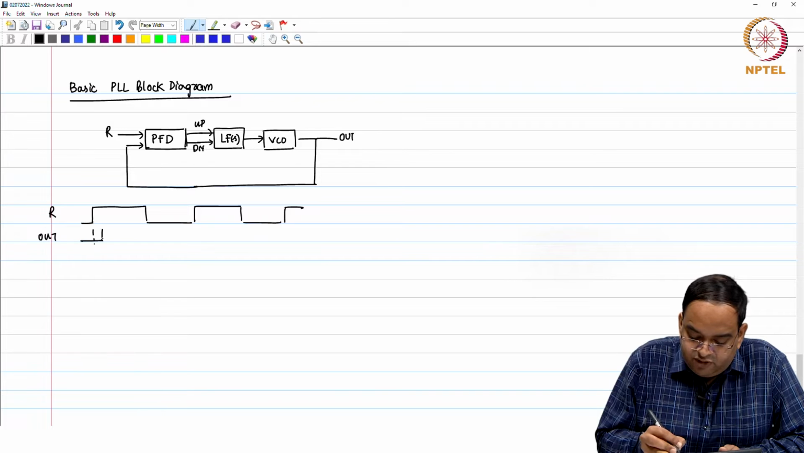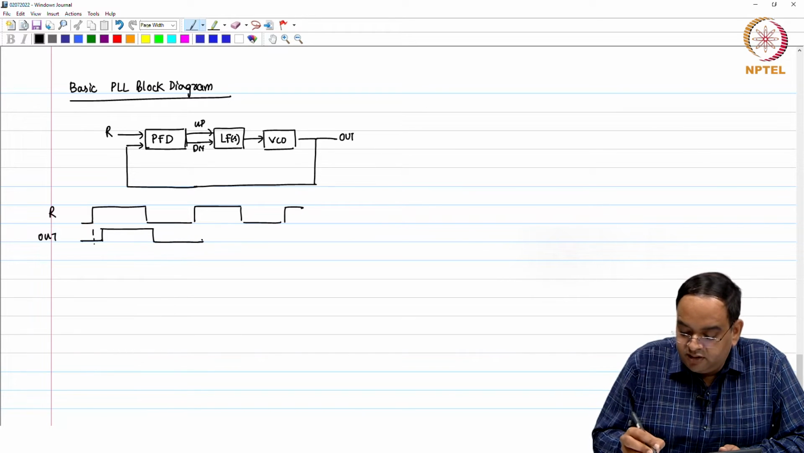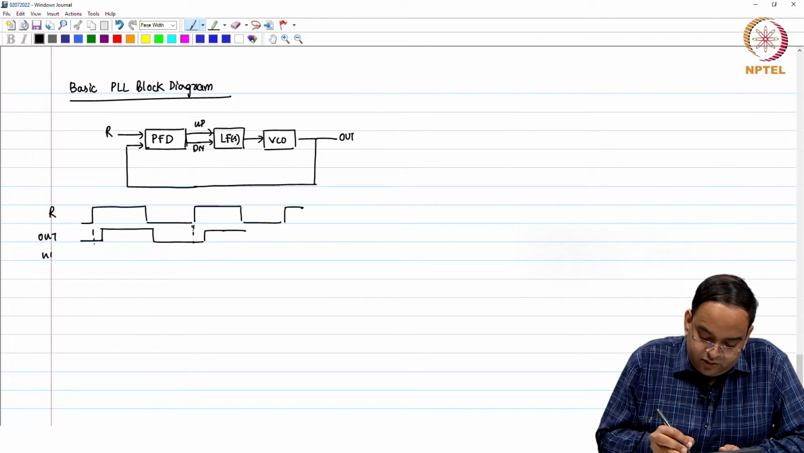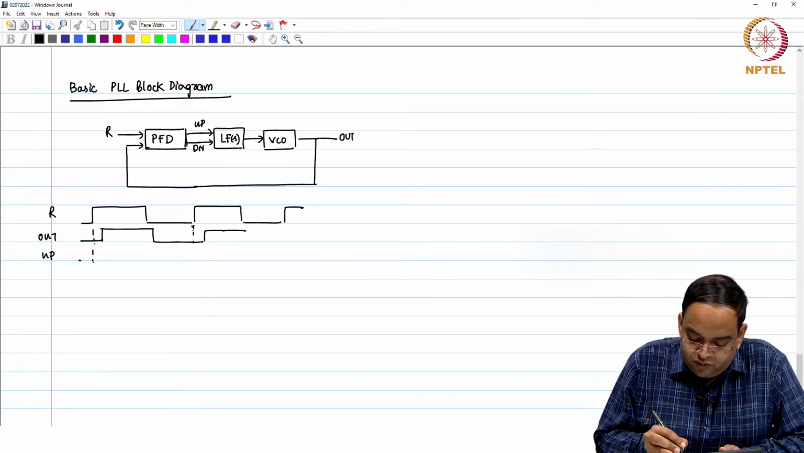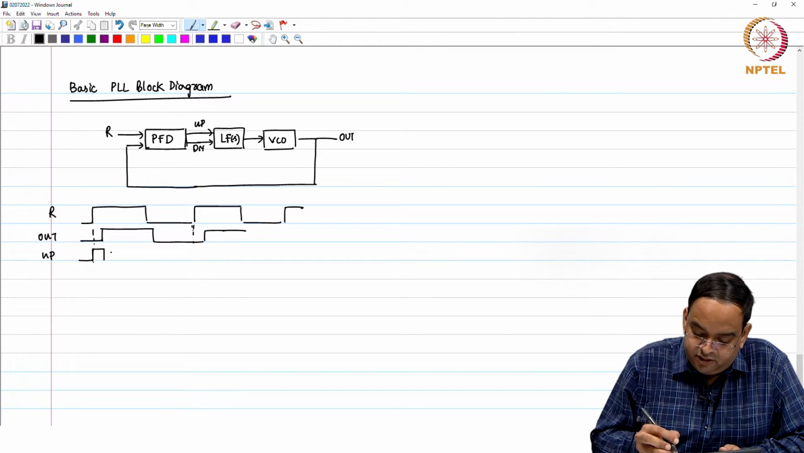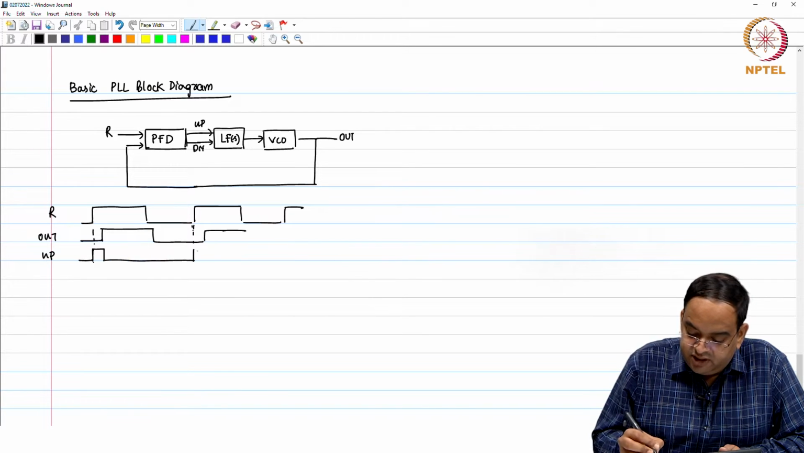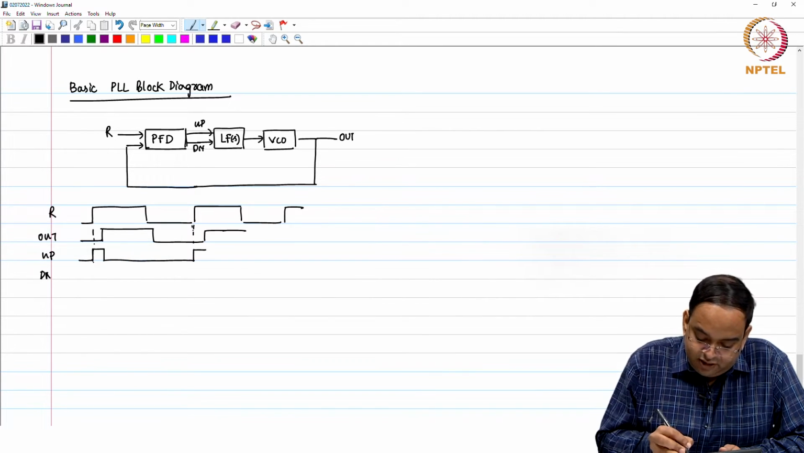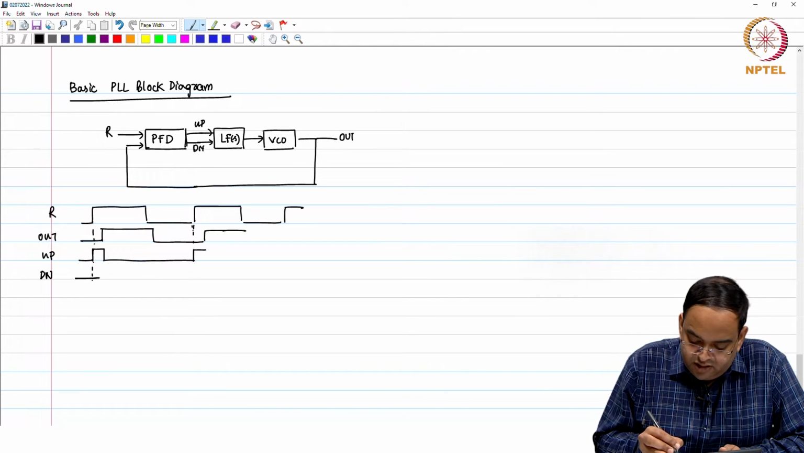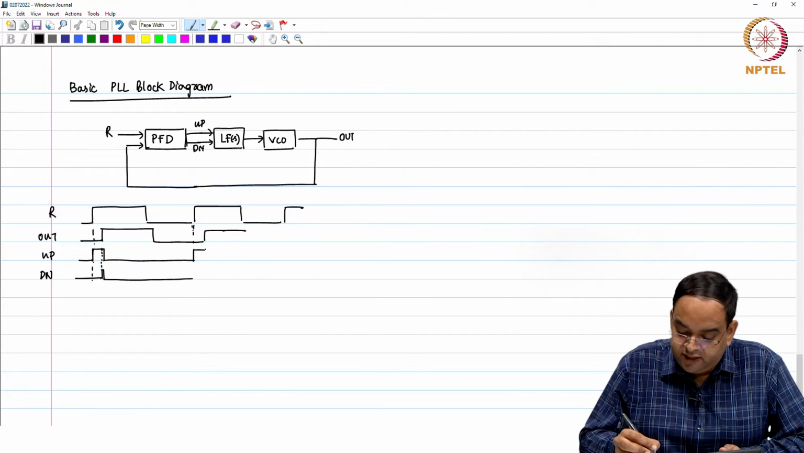At any given time, if you have a phase error, then your waveform may look like this. Okay. In response to this R and out signal, I am going to have the up signal like this, and this is periodic. And then the down signal will happen to be something like this, very narrow, but both of them come down at the same time, right. So, this is what I will have.